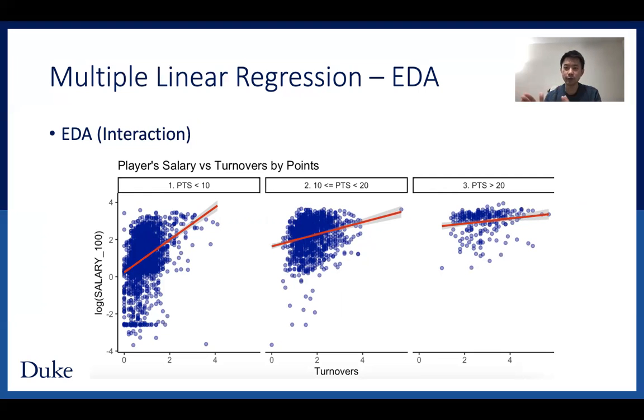And also the interactions, we found out that turnovers have different effects on player salary in different categories. Points under 10, which we think of as a role player. Points between 10 to 20, which means he can be the second or third best player on a team. Or he scores over 20 points per game, who can be considered a star player.